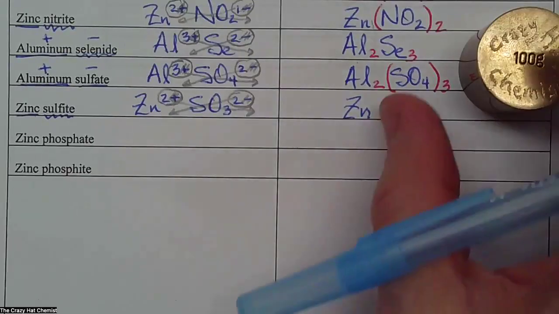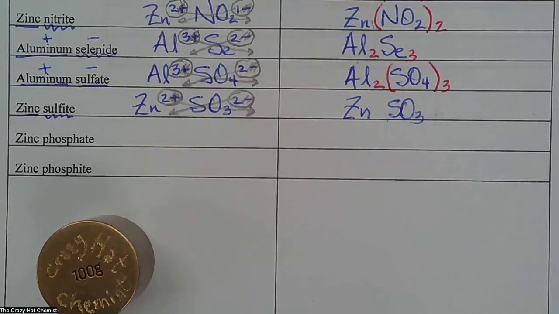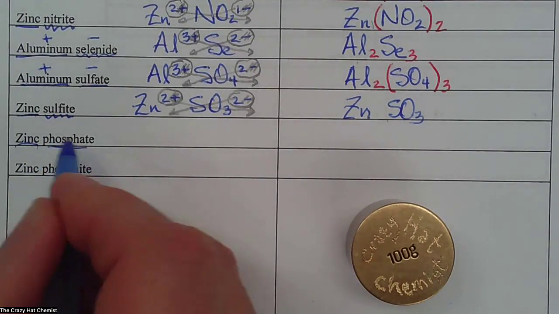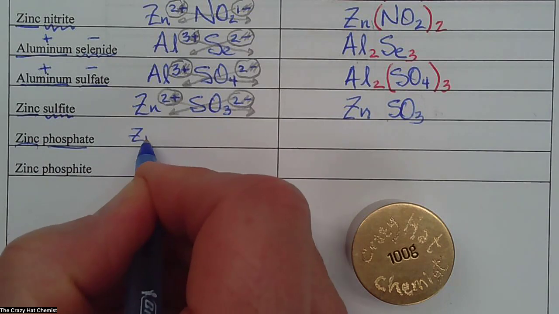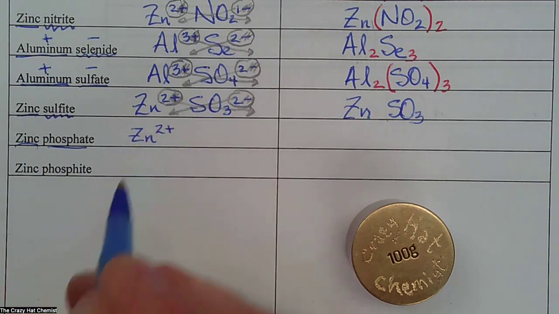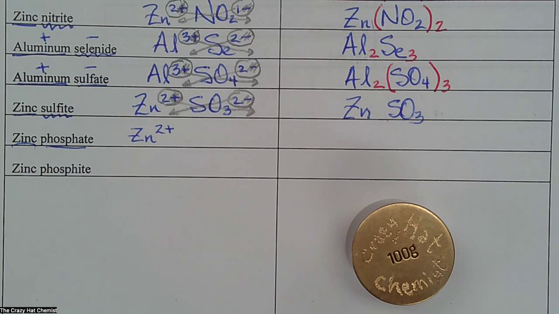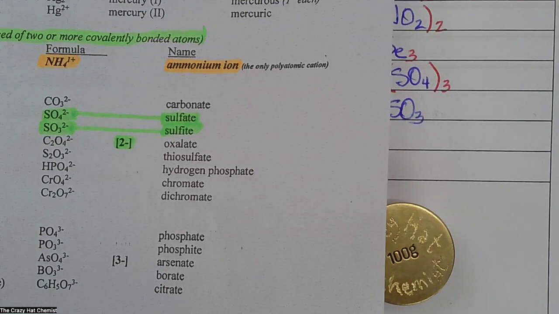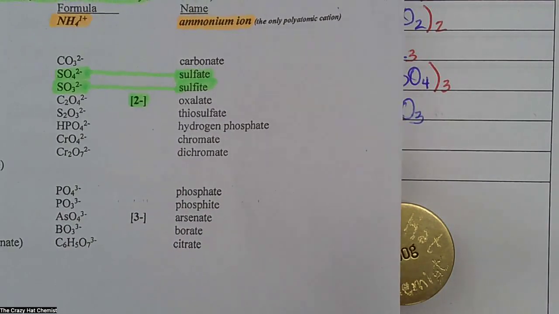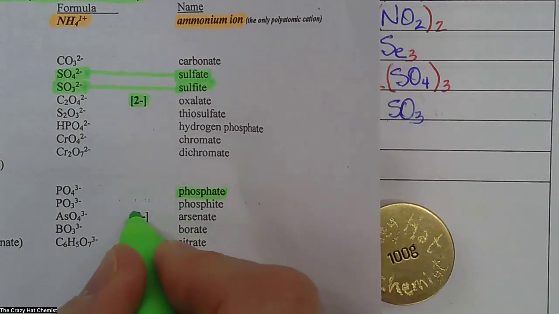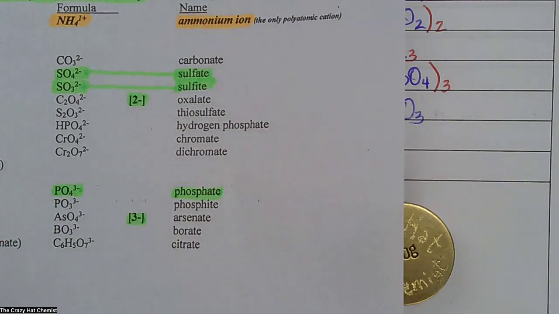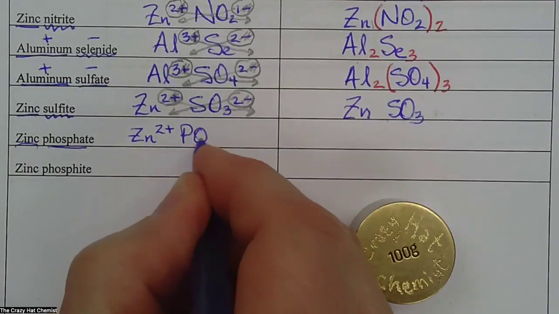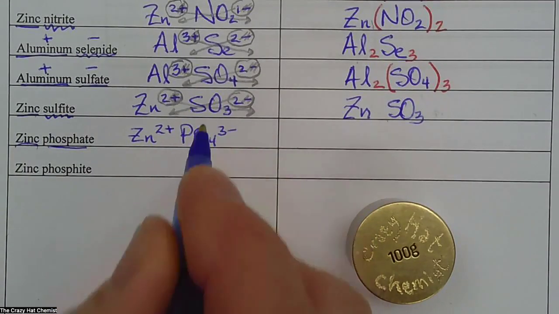All right, the next one is going to be zinc phosphate. So zinc and phosphate. So we've already done zinc. We just did it right before this. I'll take the liberty of writing that down. And now we need to find phosphate. So phosphate is a polyatomic anion, and it is in the 3 minus category, and that's PO4 3 minus for phosphate.